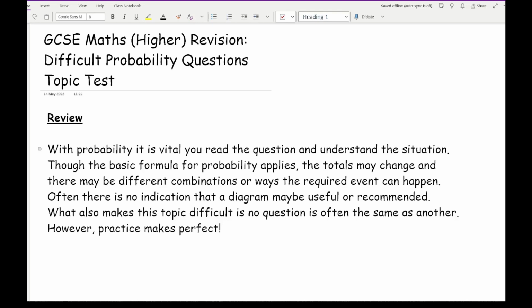Also what makes this topic difficult is that no question is the same as another. So regardless of how many questions you practice or find challenging and then find the answers to, there is a good chance that that question will never be written again for you to apply the same sort of thinking towards it. But what you might find is that with practice you will get familiar with what you can and can't do with probability, and also get used to the vocabulary and the structure of how these questions are written.